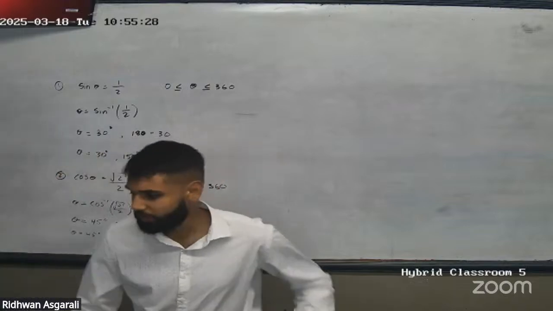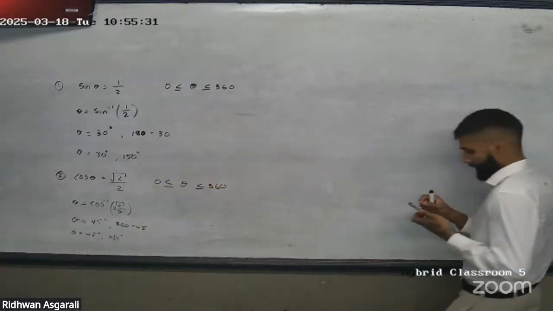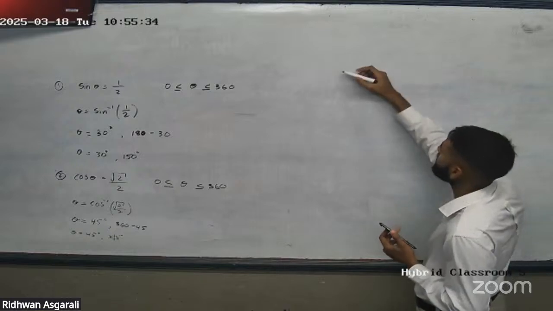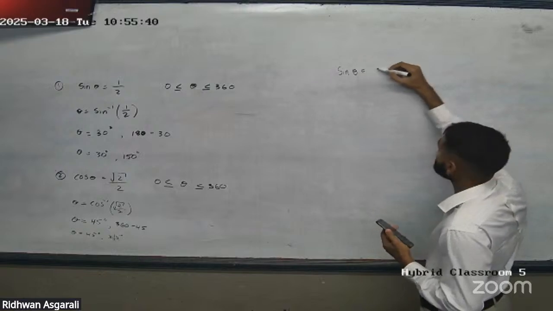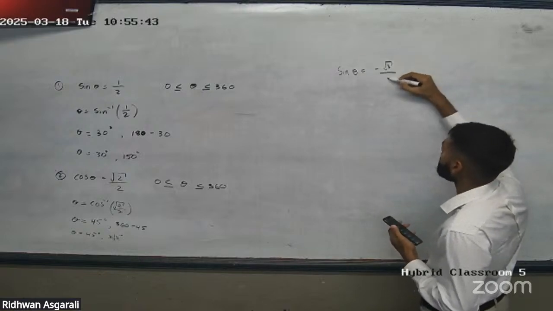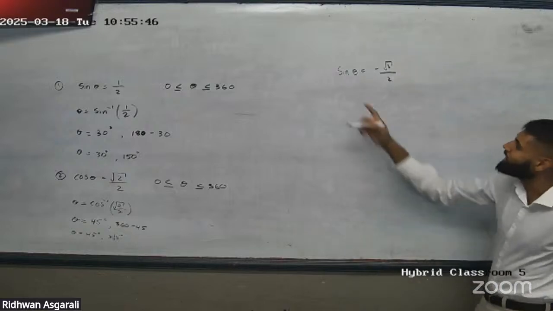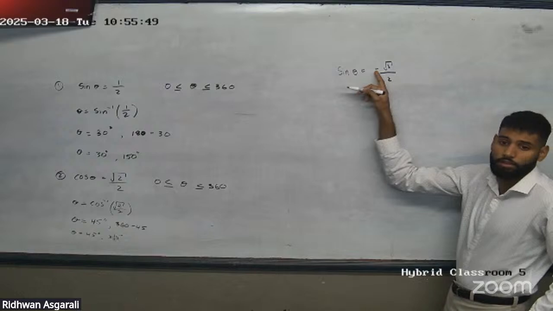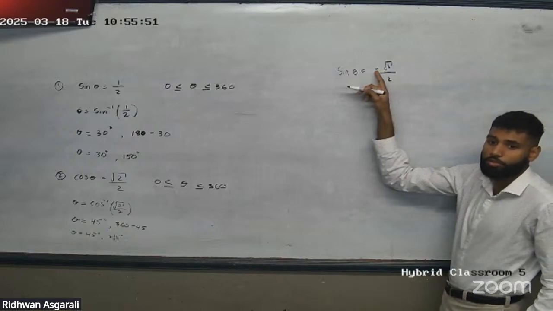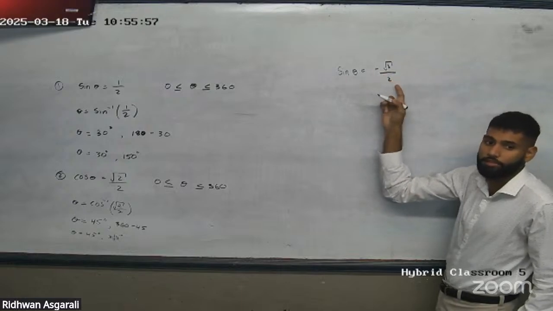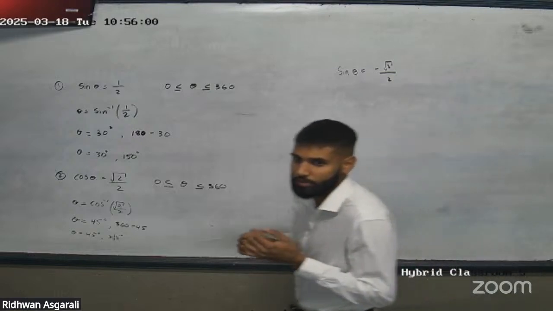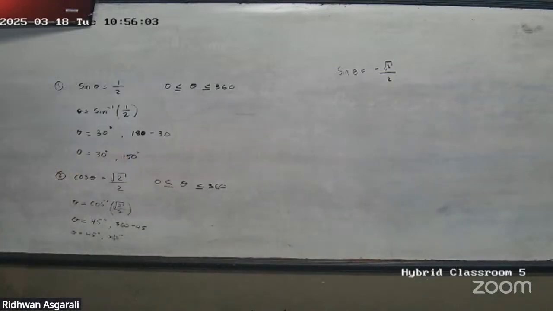So we have sine theta equals negative root 3 on 2. What are they saying? They're saying that sine theta is a negative number. So when we find it, we're looking to see in what quadrant sine is negative. The third and the fourth quadrant, yeah. So we have to find the answers for the third and the fourth quadrant.